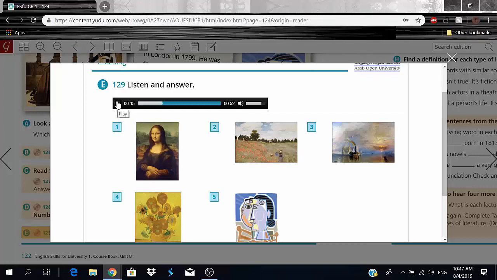She talks about 5 different kinds of paintings.